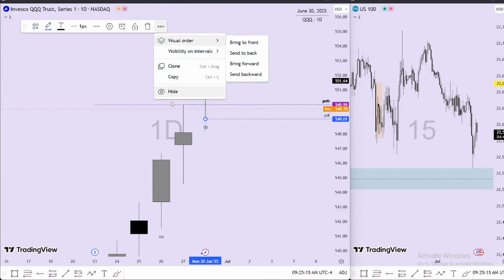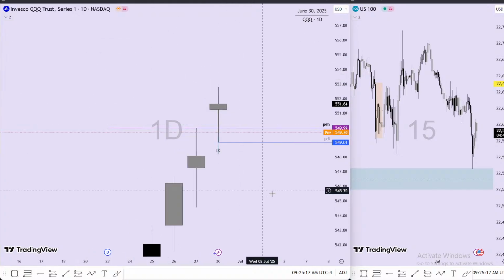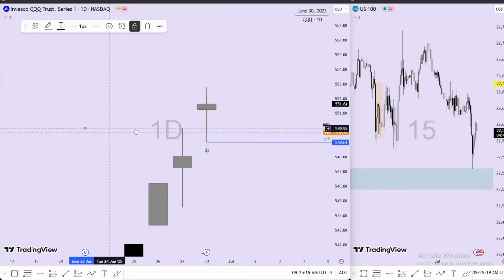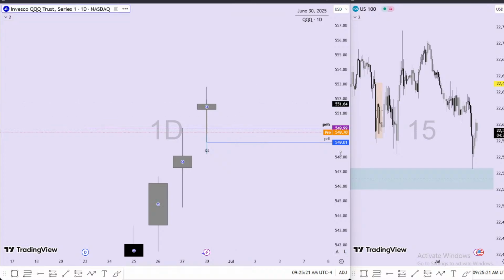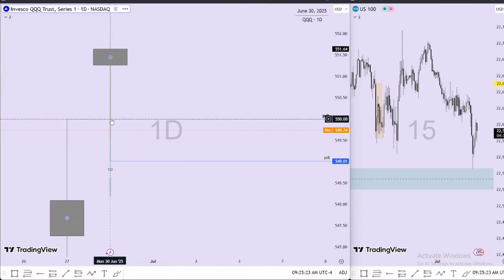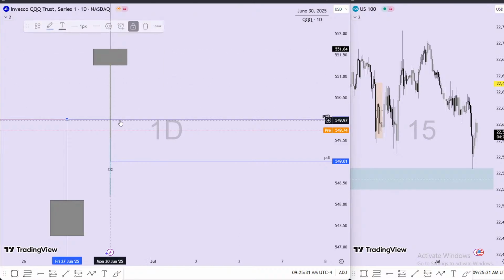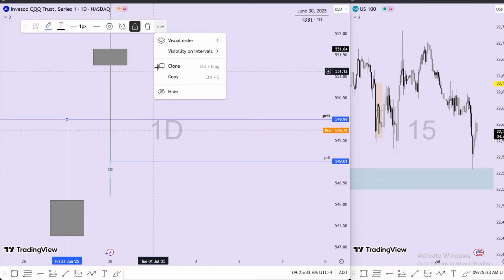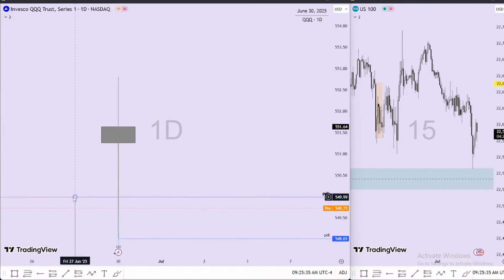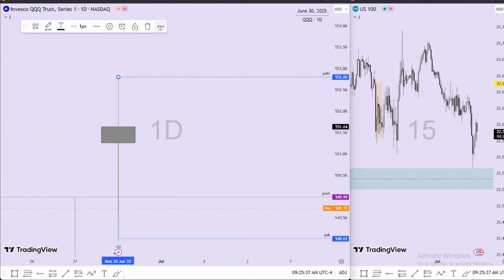Mark the low of this candle, and then the next candle we will mark would be the previous day's high. I'm going to mark the previous day's high.